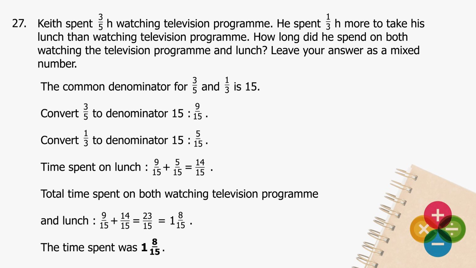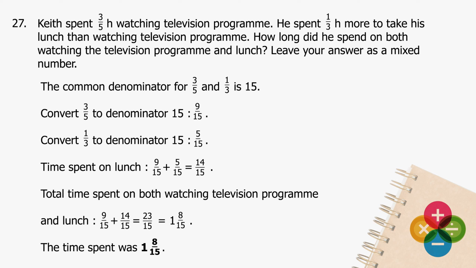The common denominator for 3/5 and 1/3 is 15. Convert 3/5 to denominator 15 will be 9 over 15. Convert 1/3 to denominator 15 will be 5 over 15.